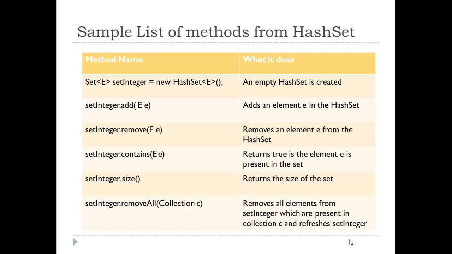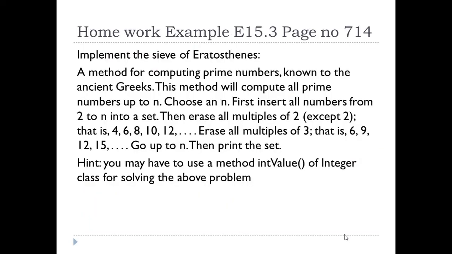And then once you are satisfied that you are getting the display of the set which has excluded the elements which are divisible by 2, you can go ahead for the homework, which is example 15.3 on page number 714 of the Big Java Early Objects book, which is this. It is also an example of hash set wherein you are going to generate a hash set which will have numbers starting from 1 to any maximum number which is given by the user, say 100 or 200.